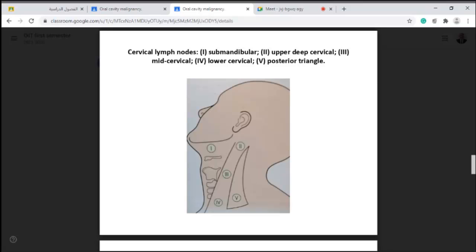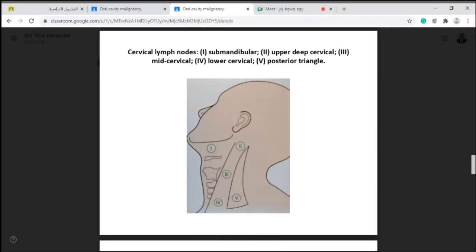And we have the groups of cervical lymph nodes. Group 1 are submandibular lymph nodes. This is group 1, the first stage of the drainage of the oral mucosa. Group 2 is the upper deep cervical, along the course of the internal jugular vein. Group 3, mid cervical. Group 4, lower cervical. And group 5, posterior triangle.